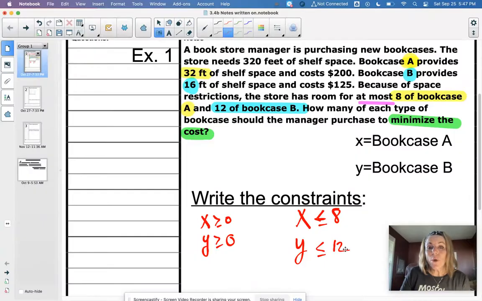All right. Well, let's see here. We've used 8, we've used 12. We already said we're not using the money until we get to the objective function. So I'm left with the 32 and the 16. I'm trying to think how to use that. Bookcase A provides 32 feet of shelf space, and bookcase B provides 16 feet of shelf space. And the store needs 320, I said 32, I meant 320 feet of shelf space.